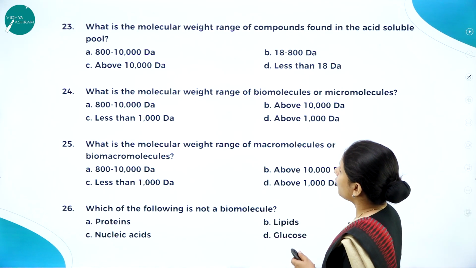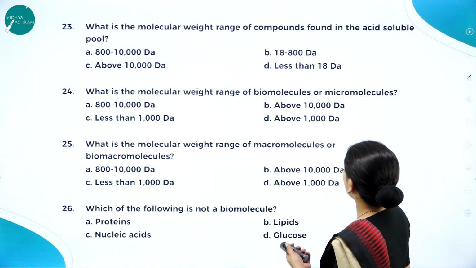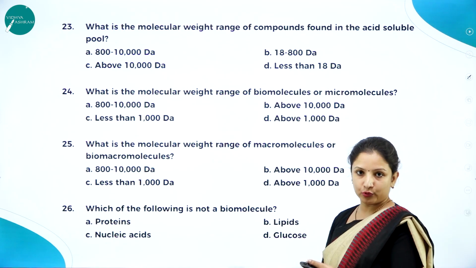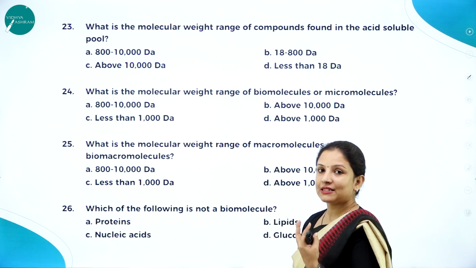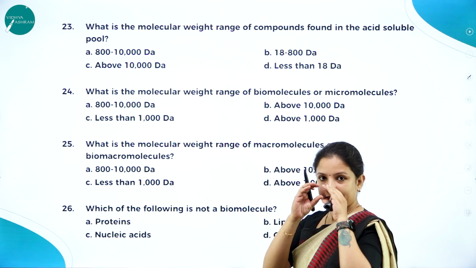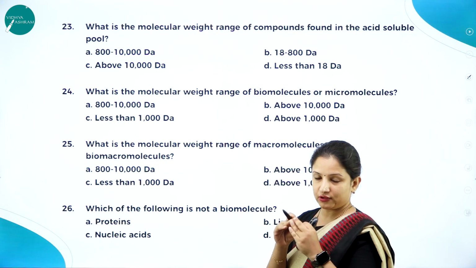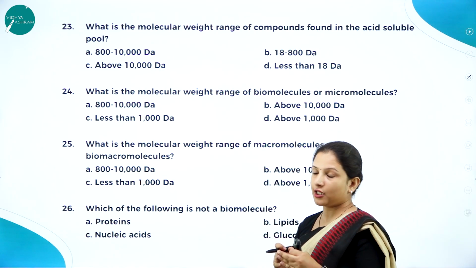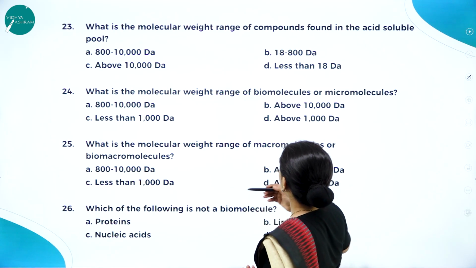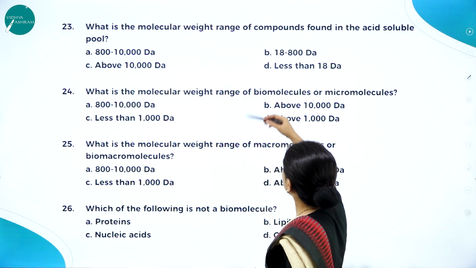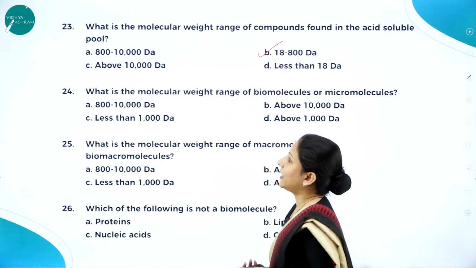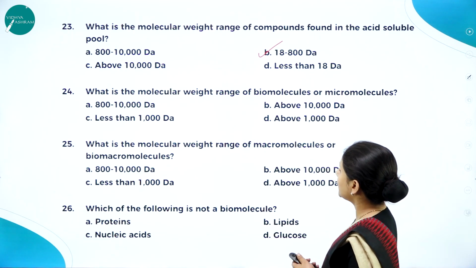Next question, what is the molecular weight range of compounds found in the acid soluble pool? The acid soluble pool is the filtrate, what you get at the bottom. Now they are biomicromolecules, meaning they have a small molecular weight. So what is it? It is about 18 to 800 Dalton.